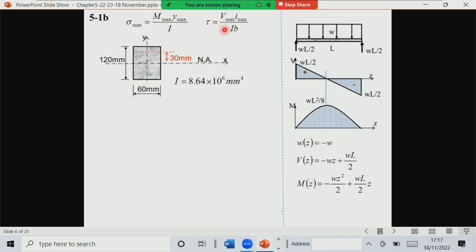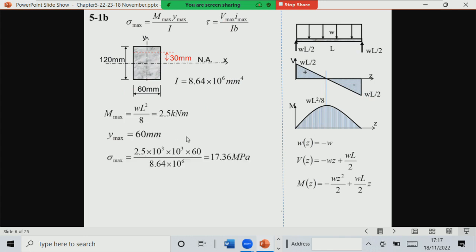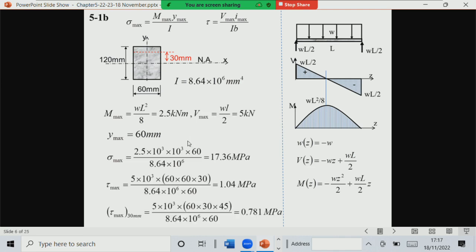For the shear stress, you can see we have the maximum shear forces at the two ends, equal to WL over 2 or minus WL over 2. The rest, in terms of analysis, is very similar. Once you find the position of the maximum bending moment and the shear force, you just substitute it in the equations similar to the previous one, and you can solve it. Any question in relation to question 1b? No.